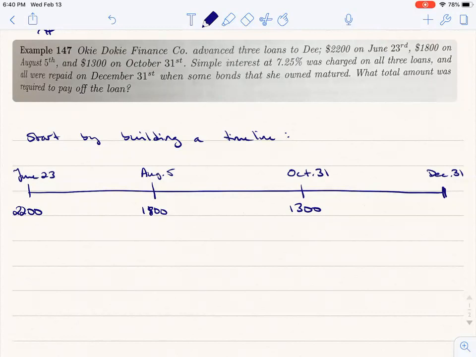So to indicate that, we're going to draw arrows, because we need to force all these amounts to go forward to a future value. So if you're moving this way, you're calculating a future value. These are your present values. And all these are going to have individual arrows going to December 31st.